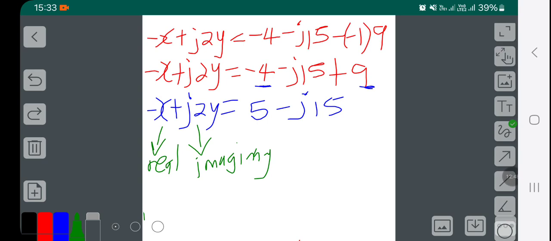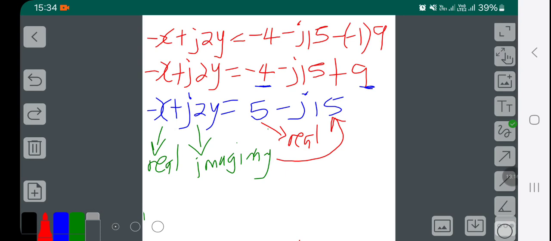Same applies to the right hand side. Right hand side, which one is your real number? Which term is not multiplying j? It's 5. It's positive 5. So you can call this one a real number. Therefore, which one is your imaginary? Your imaginary here is going to be negative 15, because that 15 is multiplying j. So which means our imaginary there is negative 15.